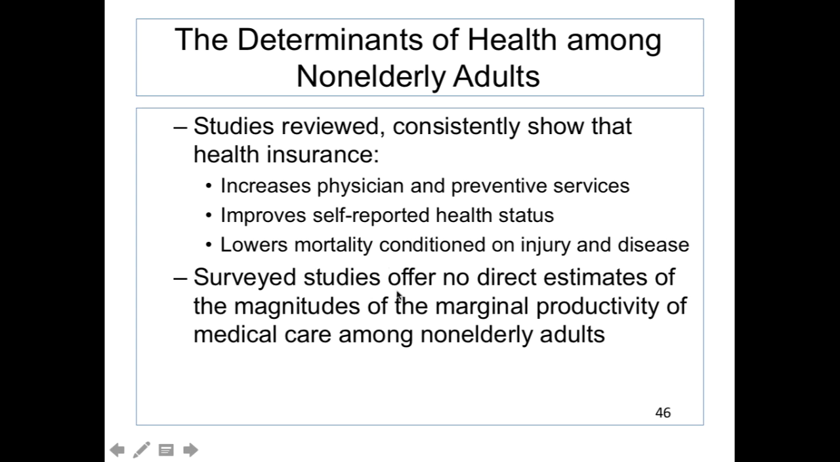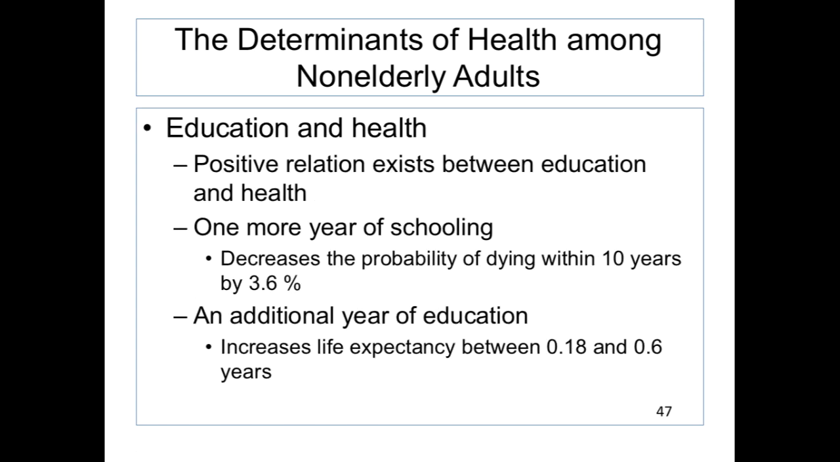So the studies offer no direct estimates of the magnitude of the marginal productivity. In the previous one, we usually like to quantify the amount of the impact, so we can actually use it in policy, to decide how we have to allocate our resources among the different factors affecting health.